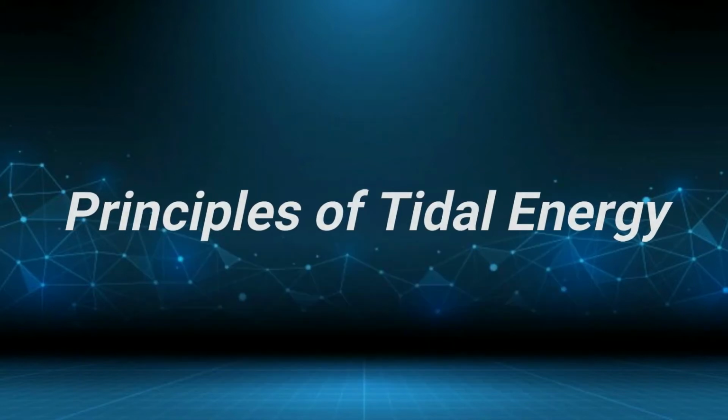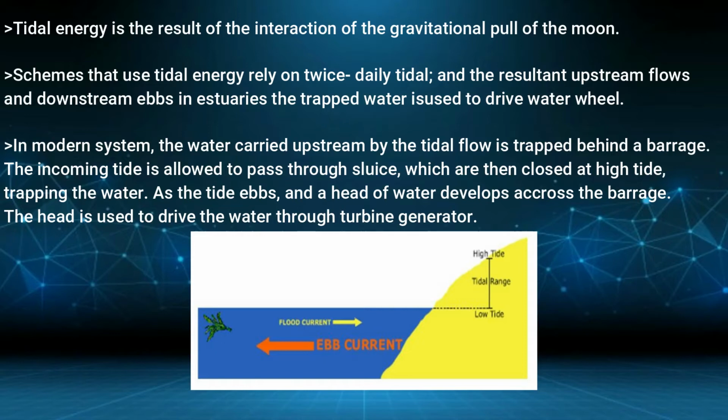Principle of the tidal energy. Tidal energy is the result of interaction of the gravitational pull of the moon on the seas. Schemes that use tidal energy rely on twice daily tide and the resultant upstream flow and downstream ebbs in estuaries and the lower reach of the same river.